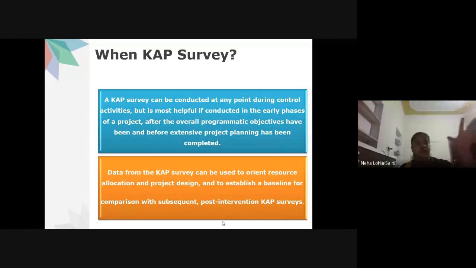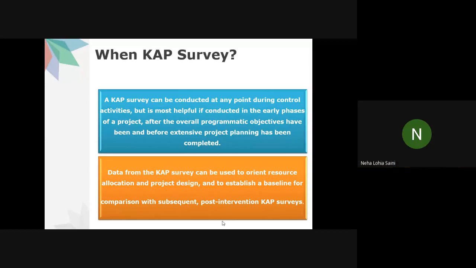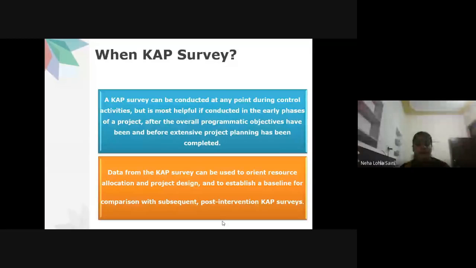can do a KAP survey to get the entire data for resource allocation and project design, and to establish a baseline for comparison with subsequent and post-intervention KAP surveys. So here, if you are planning to have your KAP survey at baseline, then you are liable to do a post-intervention survey also to compare between the two time points.